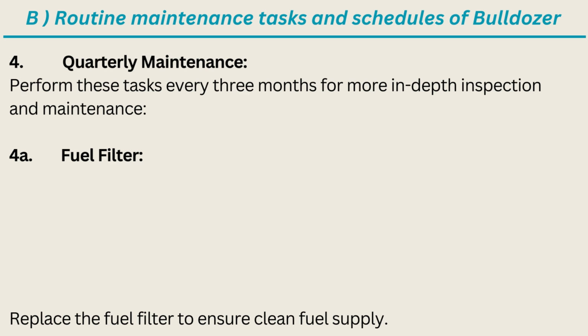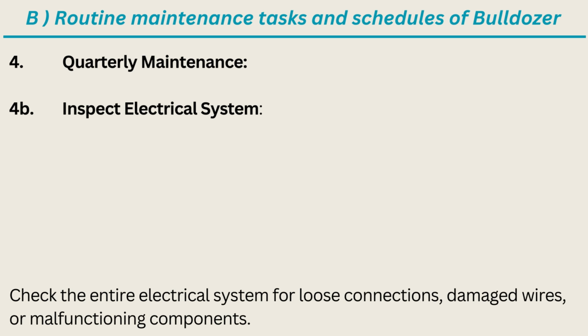4. Quarterly maintenance. Perform these tasks every 3 months for more in-depth inspection and maintenance. 4A. Fuel filter: replace the fuel filter to ensure clean fuel supply. 4B. Inspect electrical system: check the entire electrical system for loose connections, damaged wires, or malfunctioning components.